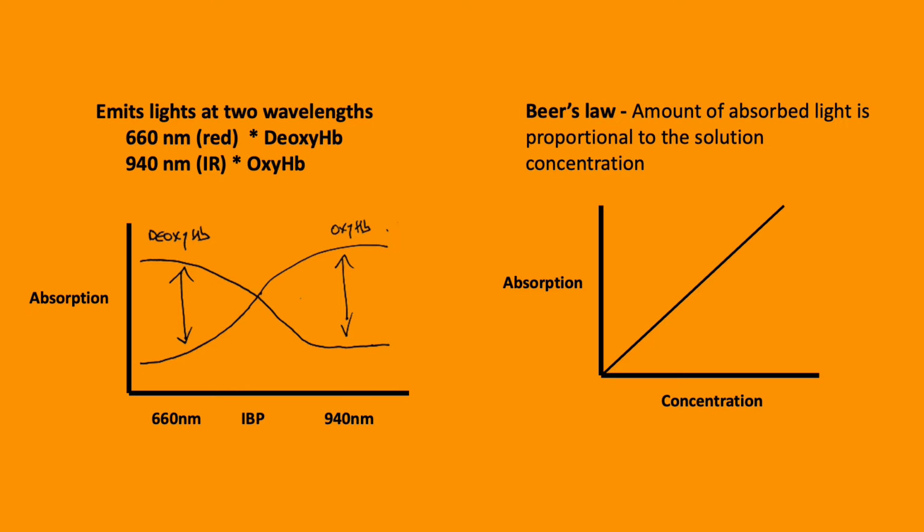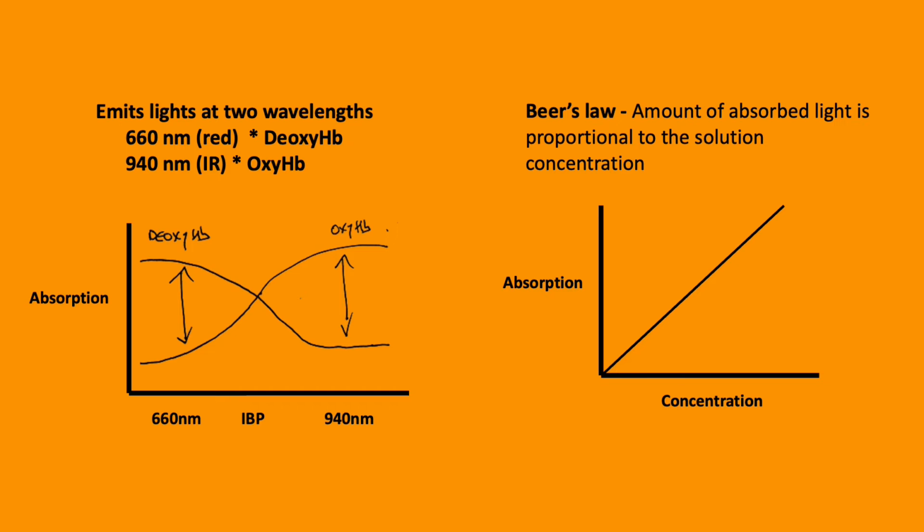The maximum absorption of deoxyhemoglobin is at 660 nanometers and of oxyhemoglobin is at 940 nanometers. Where these two lines cross, this is known as the isosbestic point, and this occurs at 805 nanometers. This allows quantification of the concentration of hemoglobin.